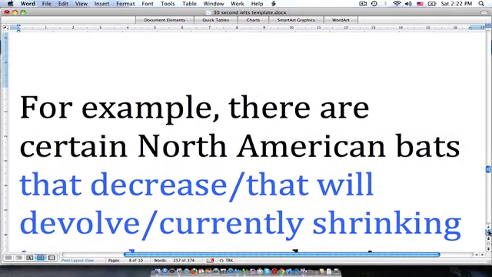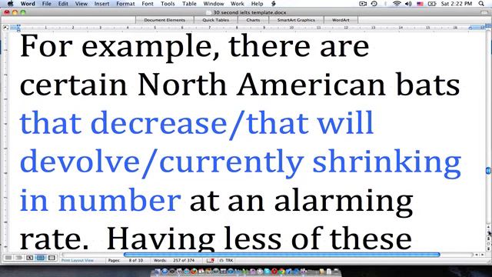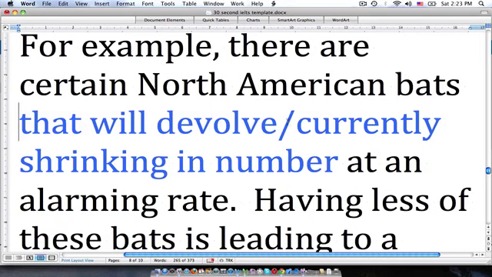For example, there are certain North American bats that decrease, that will devolve, currently shrinking in number at an alarming rate. Okay, that decrease would not be the right answer. We could say that are decreasing because we're sort of talking about something that's ongoing at the moment. That will devolve doesn't make any sense.